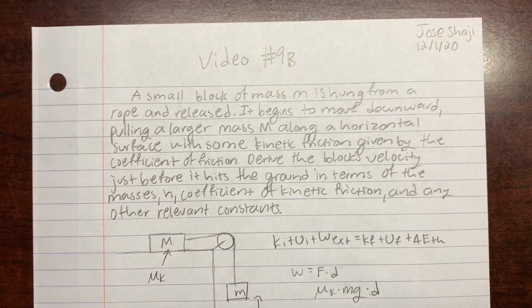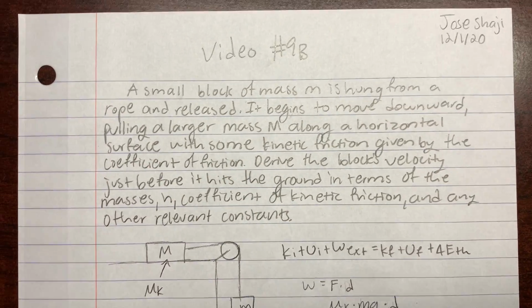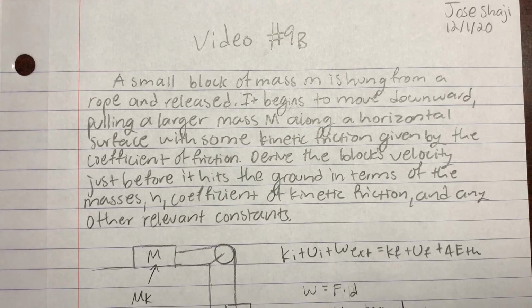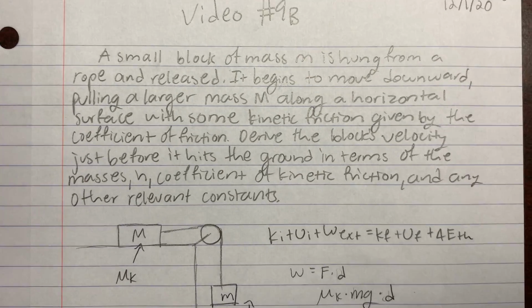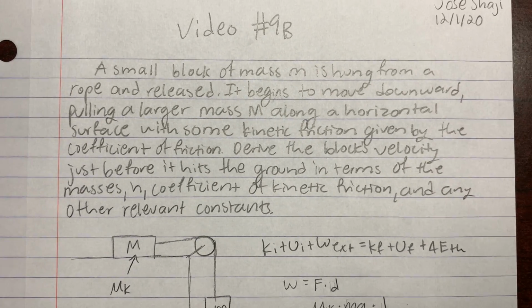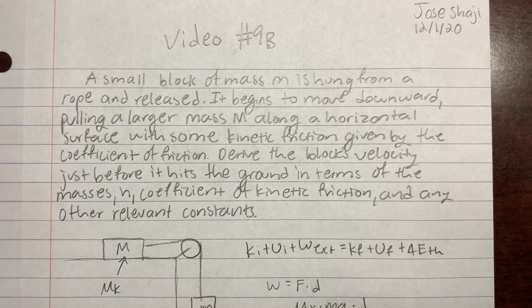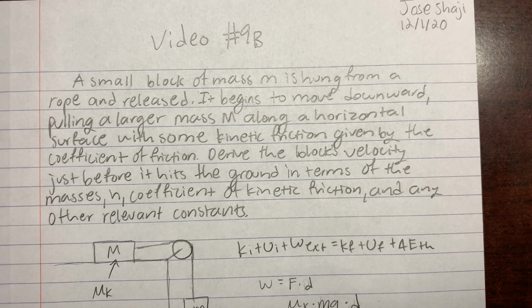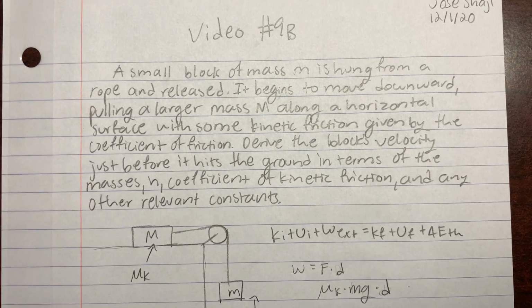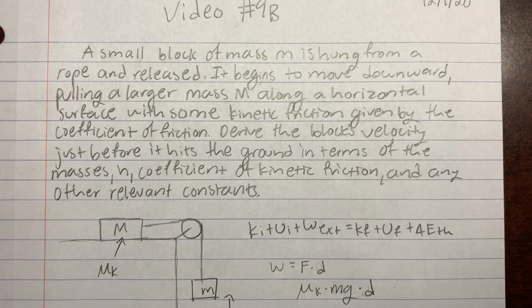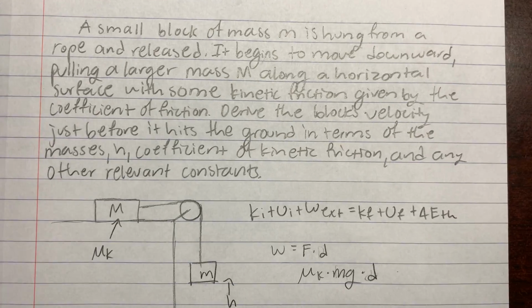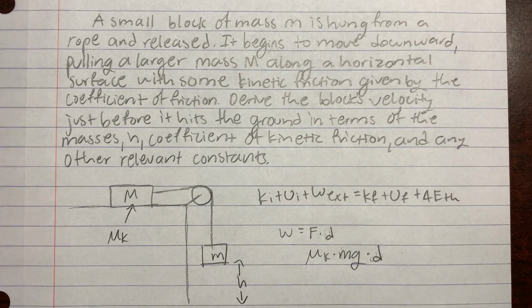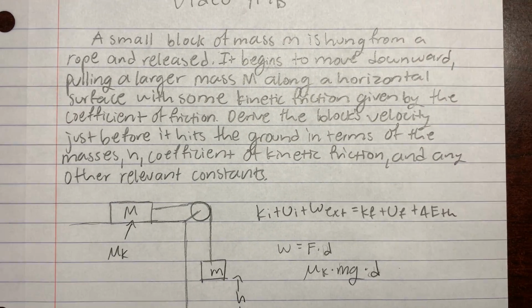For today's video, I'll be doing video number 9B. A small block of mass m is hung from a rope and released. It begins to move downward, pulling a larger mass M along a horizontal surface with some kinetic friction given by the coefficient of friction. Derive the block's velocity just before it hits the ground in terms of the masses, h, coefficient of kinetic friction, and any other relevant constants.